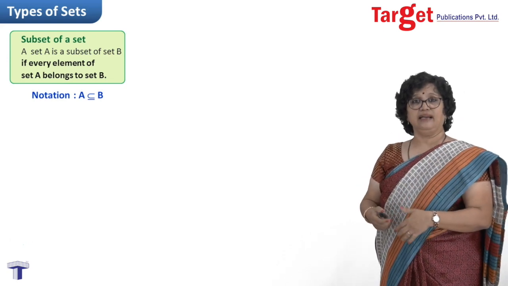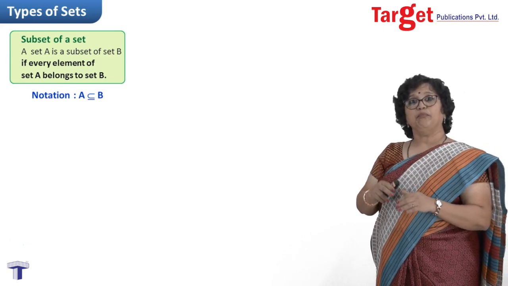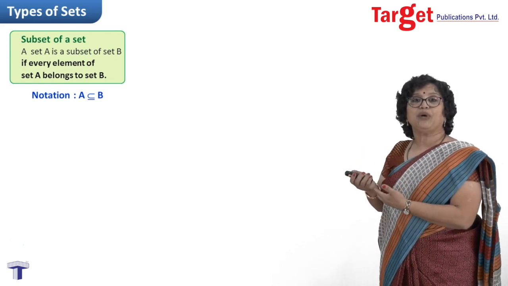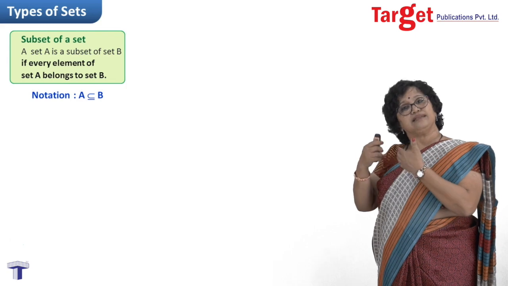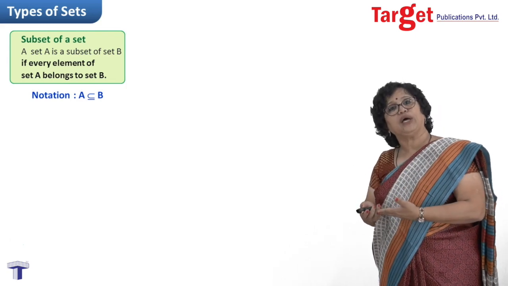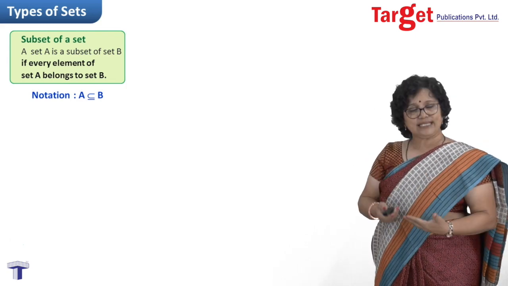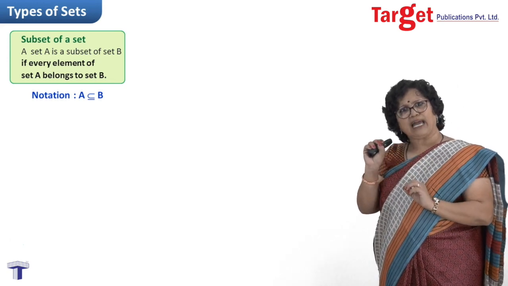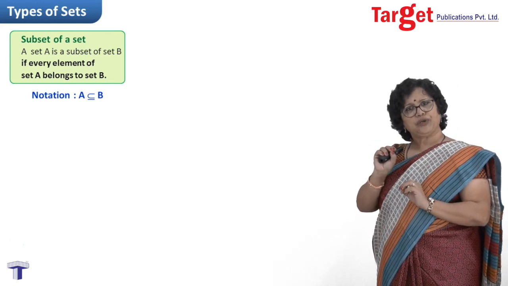Similarly, I'm saying here that elements of set A belong to set B, but I have not yet claimed anything. What happens to elements of set B? I mean, does set B have something extra, or does it have exactly the same as what set A has? So, because of that ambiguity, we have kept that small horizontal line.